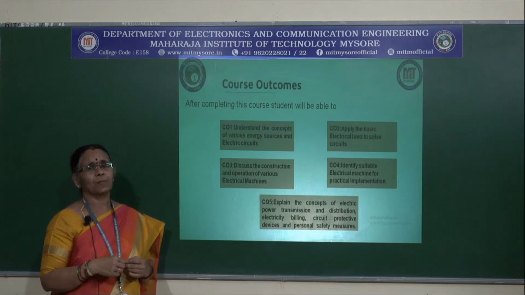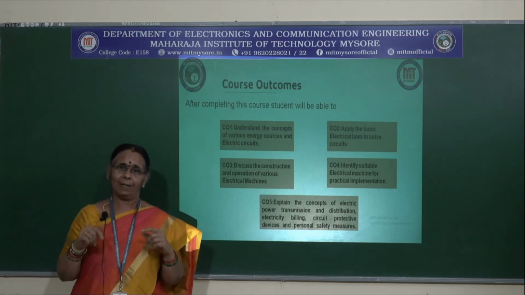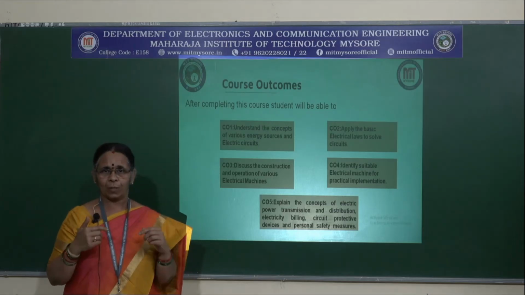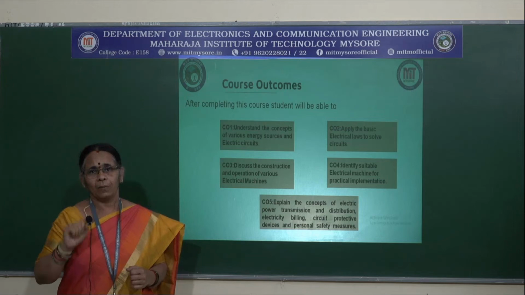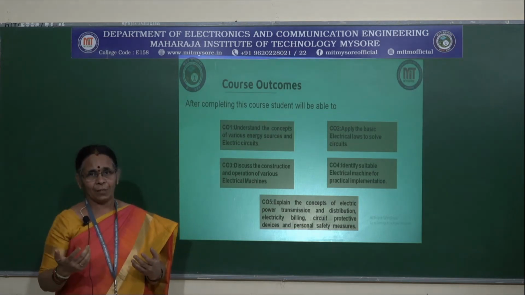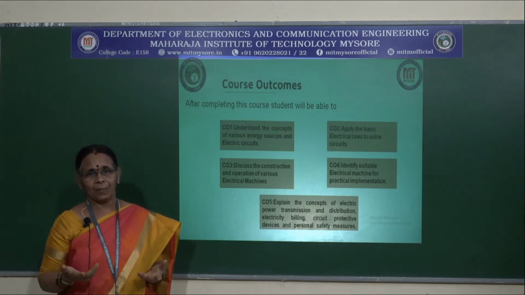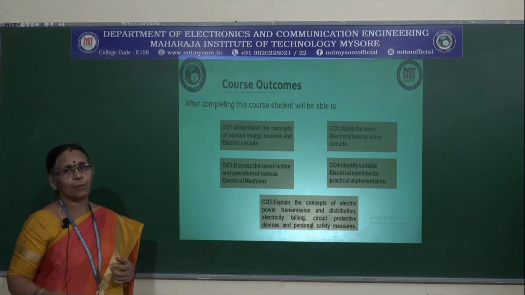Then the course outcomes. What are the course outcomes? Course outcomes means after studying this particular course, what is it that a student is able to do? What are the things the students are able to do? Whether they understood that, whether they are going to carry out that, etc. So for that you have so many course outcomes.